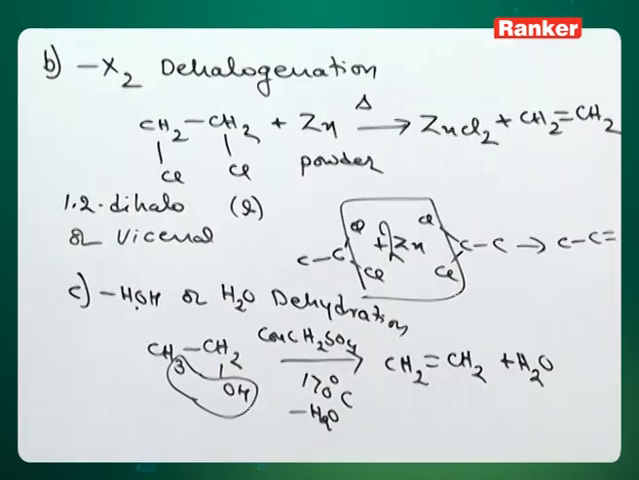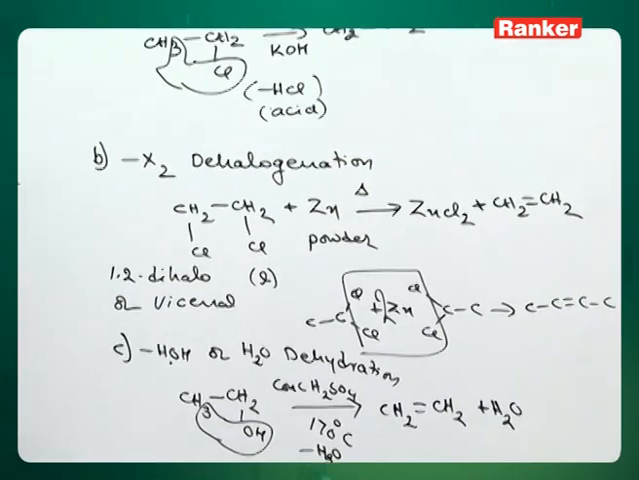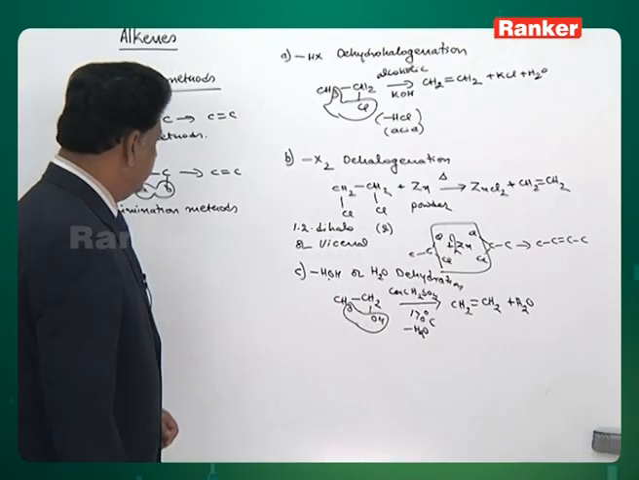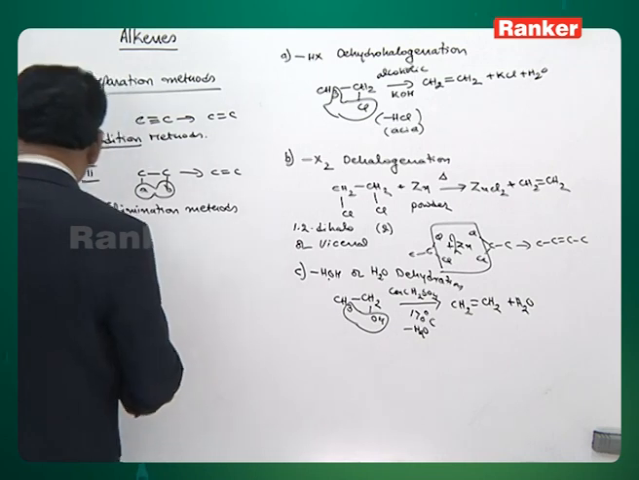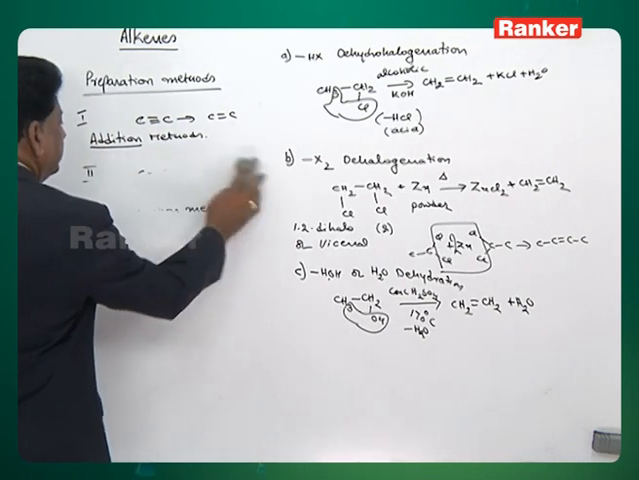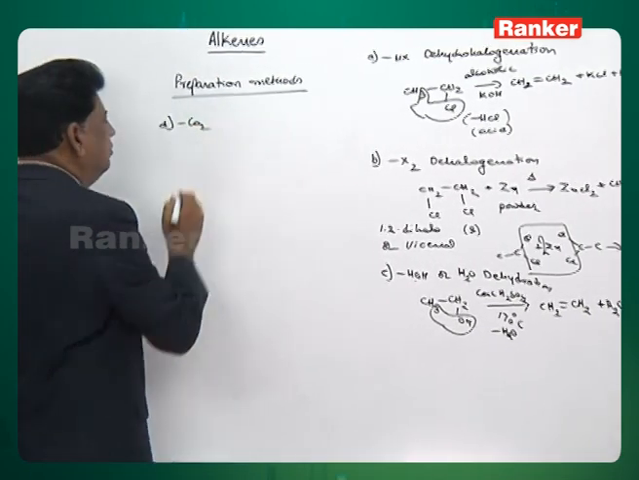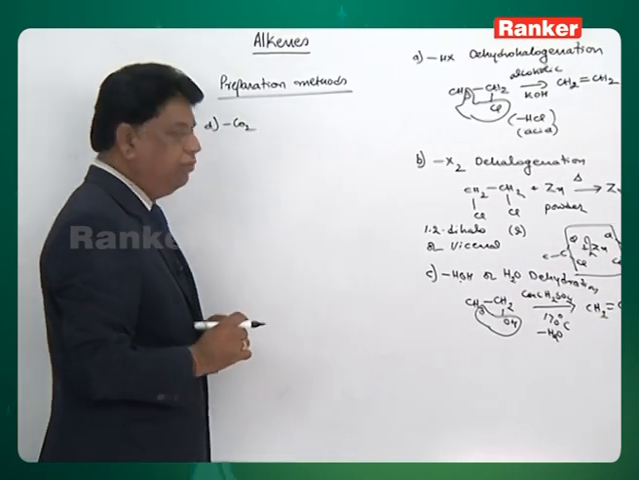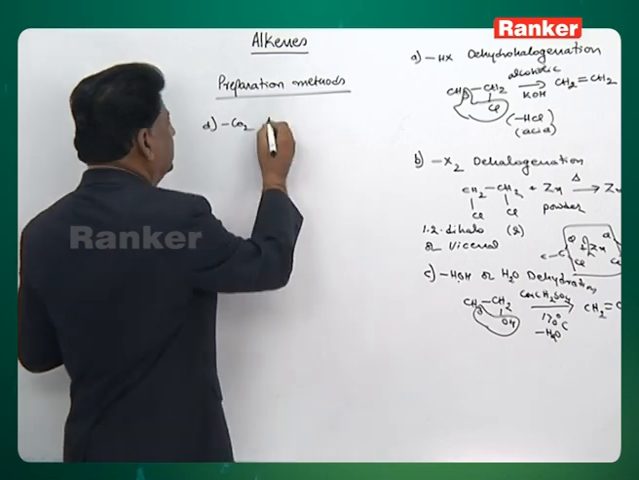So all these A, B, C are removing certain groups. Therefore, I called them dehydrohalogenation, dehalogenation, dehydration. Similarly, we have some more elimination techniques. Minus CO2. This method is called what? Decarboxylation. Removal of CO2 is called decarboxylation.